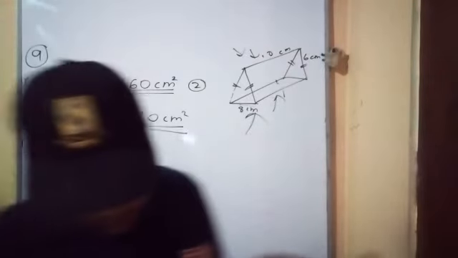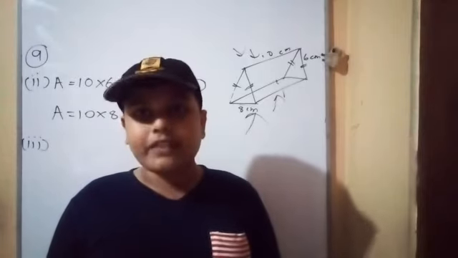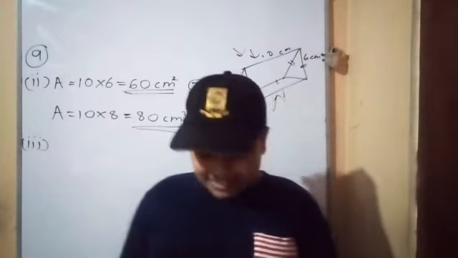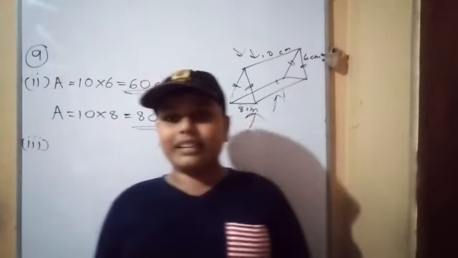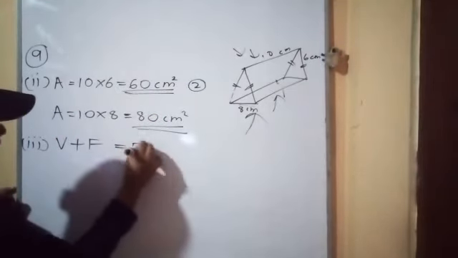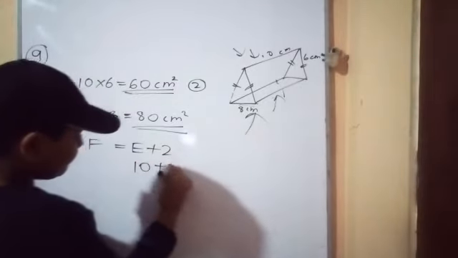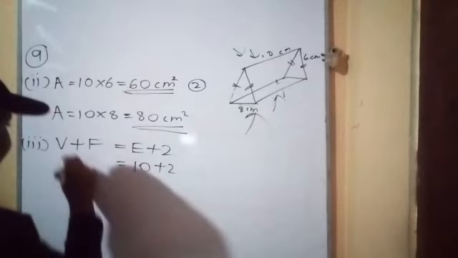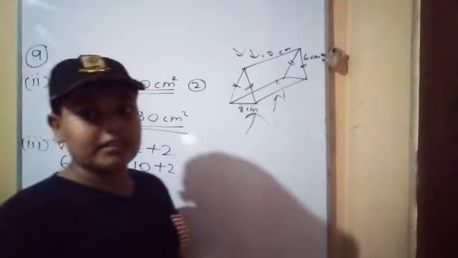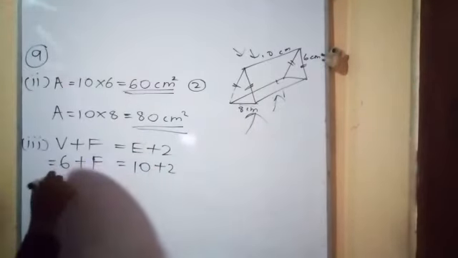Third one. In the third one, there are 10 edges and 6 vertices in the solid with plane faces. Find the number of faces that the solid has using Euler's relationship. Euler's: vertices plus faces equals edges plus 2. Now, they are given 10 edges and 6 vertices. That means the faces are not given, so you want to find the faces. You can name that f.